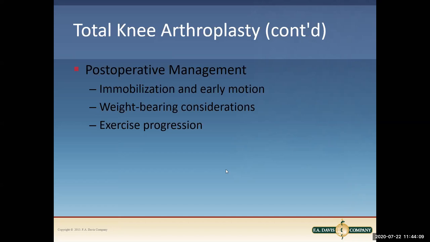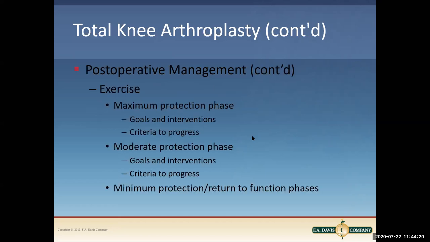Exercise progression. Again, we're going to just move. Start with setting exercises, warm them up. We're not going to do a lot of stretching in the inpatient world, but after they get out to outpatient, we're going to be stretching the heck out of that knee. So in the maximum protection phase, our main goal is to get them to about 90 degrees of flexion and 0 degrees of extension.